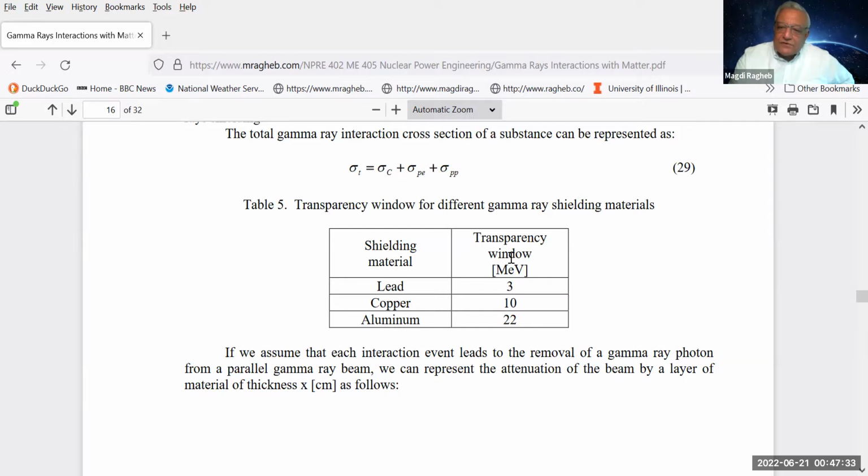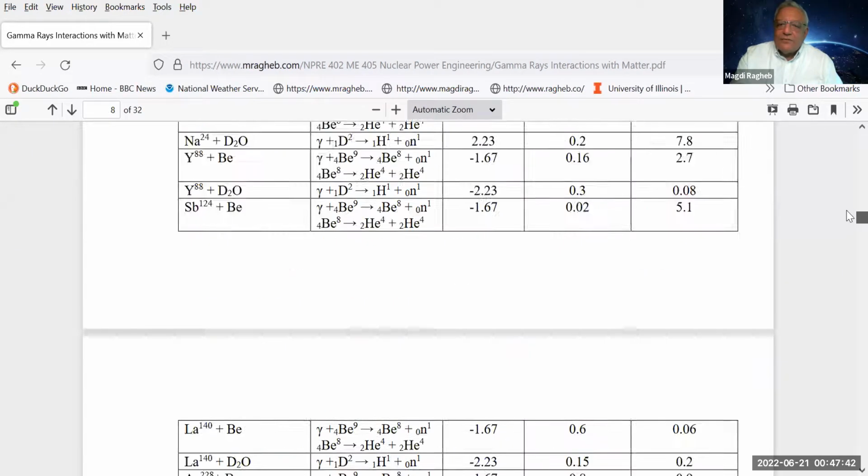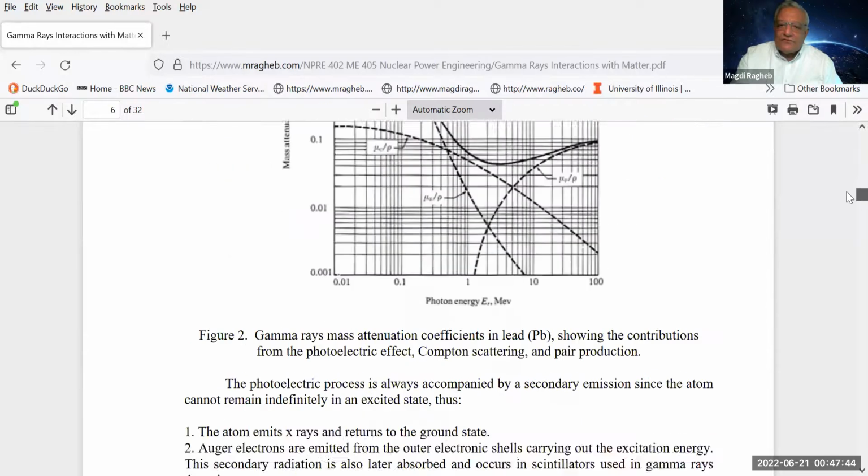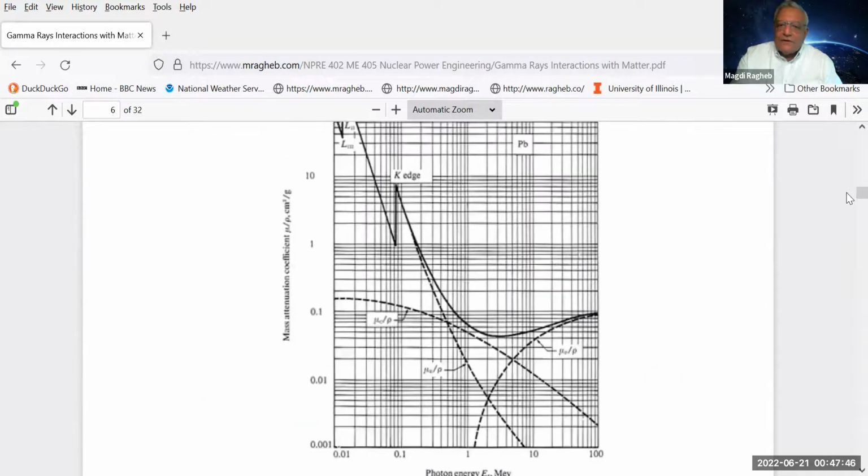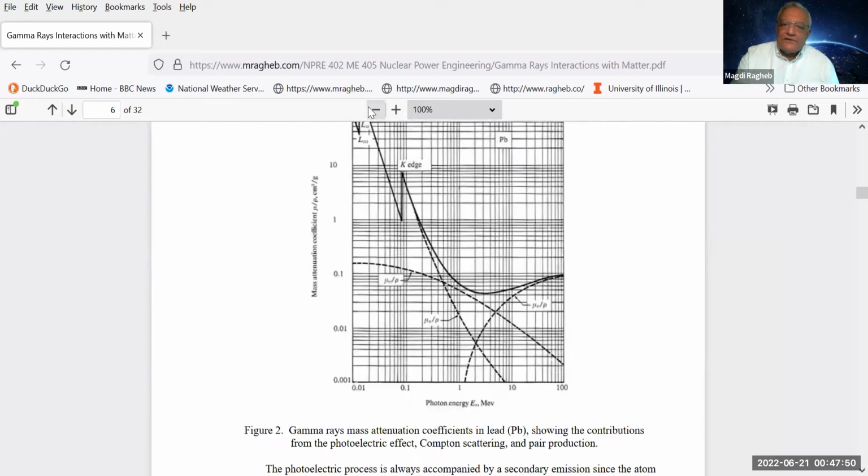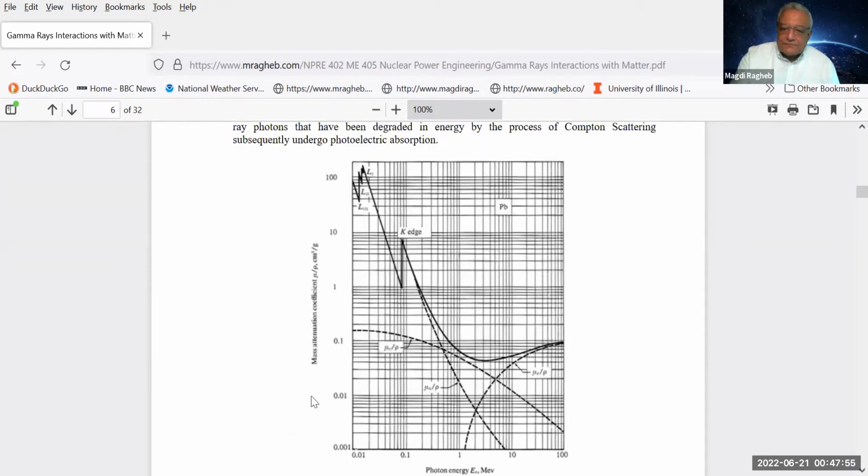Electromagnetic radiation has low probabilities of absorption at different energies of the photon. So they have what's called a transparency window: for lead, that's 3 million electron volts, for copper 10, and for aluminum 22 million electron volts. If you go back to the original graph that I have shown you here, you find that we can superimpose on each other the three main processes of gamma ray interaction.